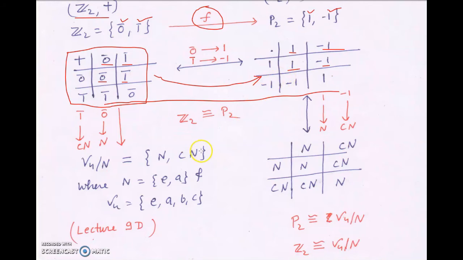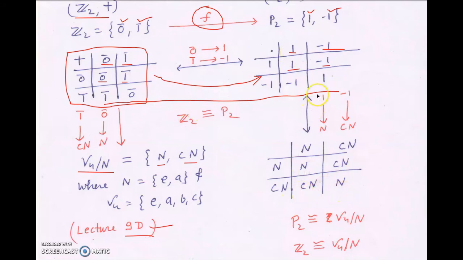Similarly, if you see the lecture 9D, in the lecture 9D we have calculated V4 by N, where V4 is the Klein's 4 group having 4 elements E, A, B, C, and N is its subgroup {E, A}. Of course it will be a normal subgroup, so there will be two cosets N and CN. For details you can see the lecture 9D of group theory. And when we make its multiplication table, it will be N, CN, N, CN, N, CN and CN, N.